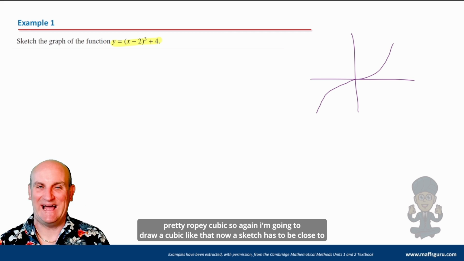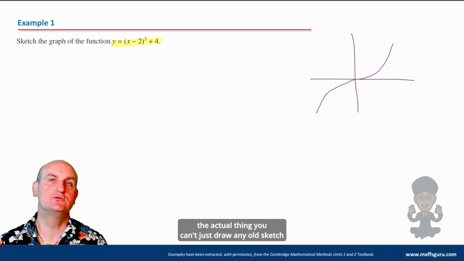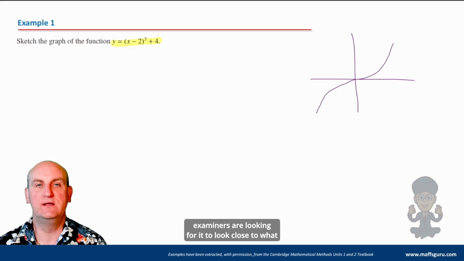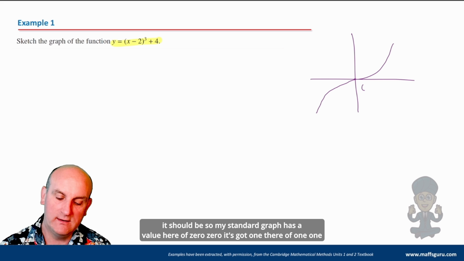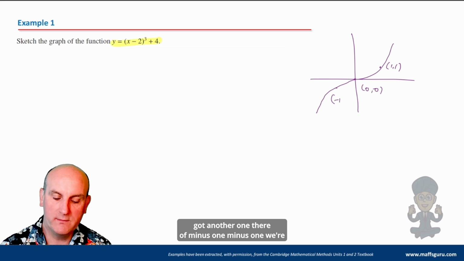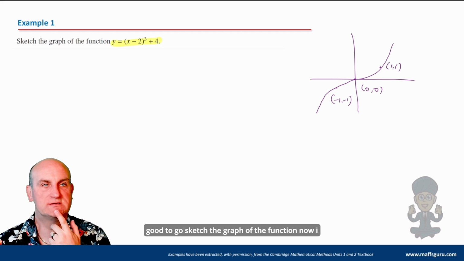Now, a sketch has to be close to the actual thing. You can't just draw any old sketch. Examiners are looking for it to look close to what it should be. So my standard graph has a value here of 0, 0. It's got one there of 1, 1. It's got another one there of -1, -1. We're good to go. Sketch the graph of the function.